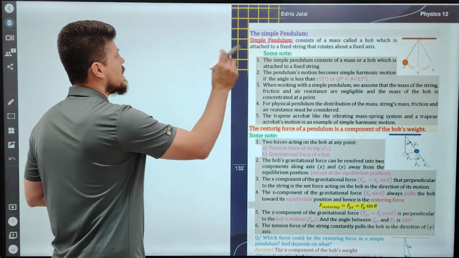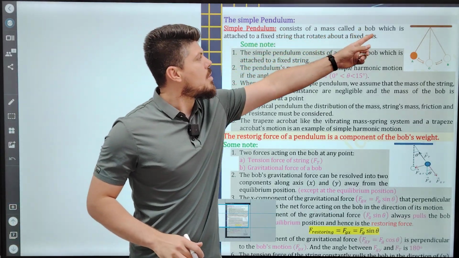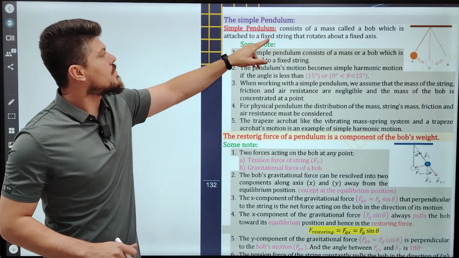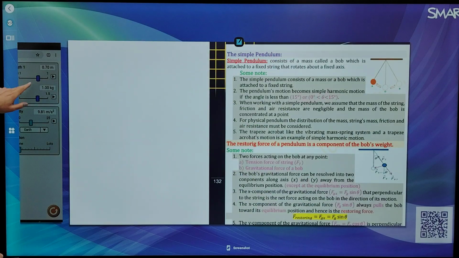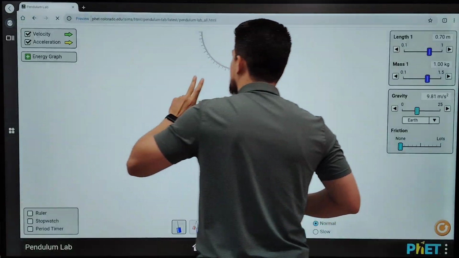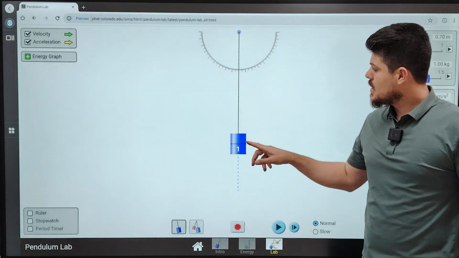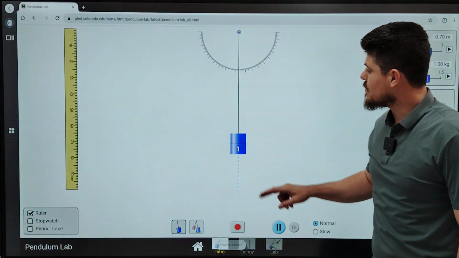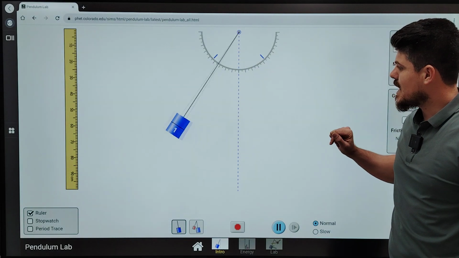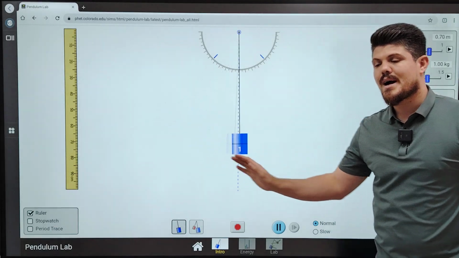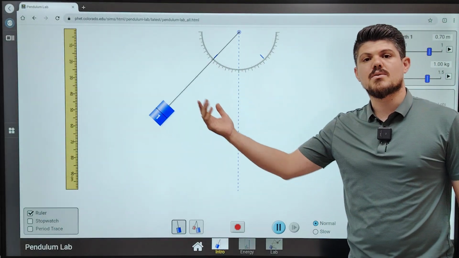What is a simple pendulum? A simple pendulum consists of a mass, called a bob, which is attached to a fixed string that rotates about a fixed axis. This is a simple pendulum. It consists of a mass, called a bob, attached at the end of the string. When we pull the mass, what happens to the mass? The mass moves back and forth. This motion is vibrational motion, moving back and forth.